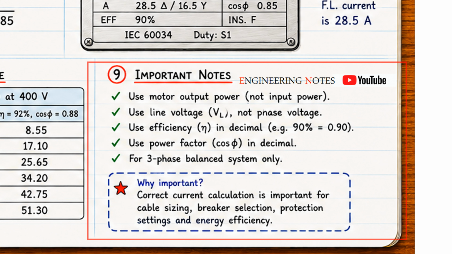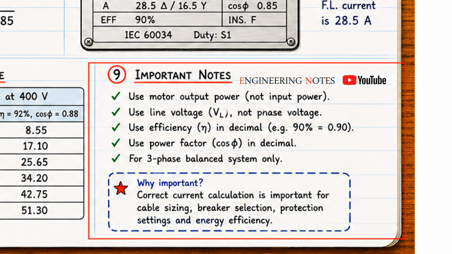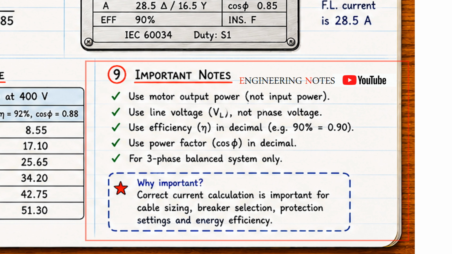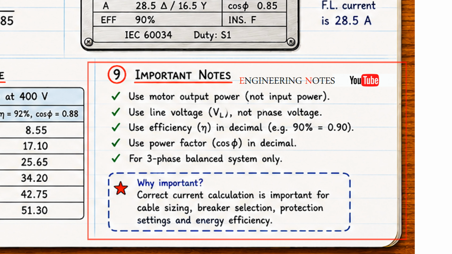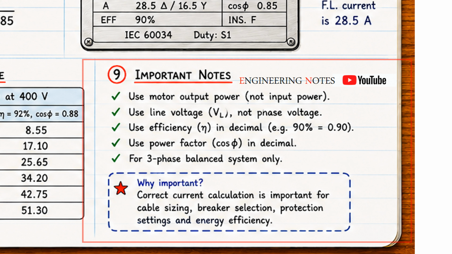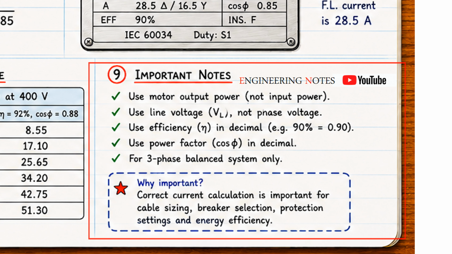Before using the formula, remember these important points. First, always use the motor output power, not the input power. Second, use the line voltage, not the phase voltage. Third, an efficiency of 90% must be entered into the formula as 0.9. Fourth, a power factor of 0.85 is used as 0.85 in the calculation. And finally, this formula is valid only for a balanced three-phase system.